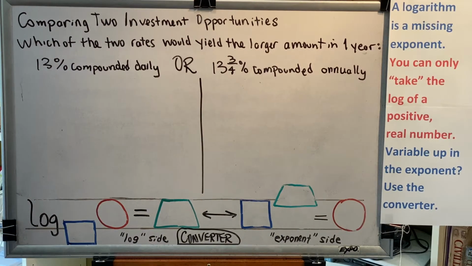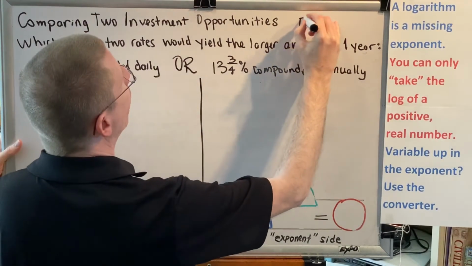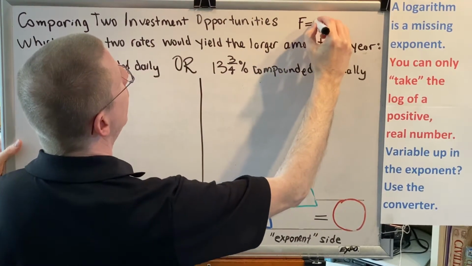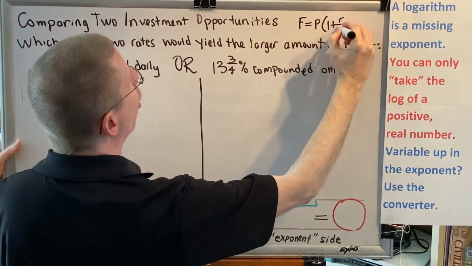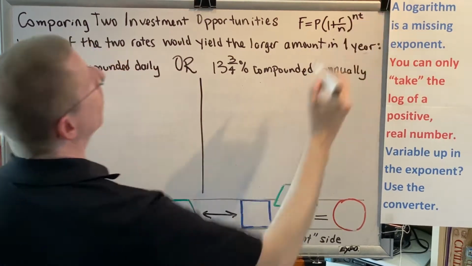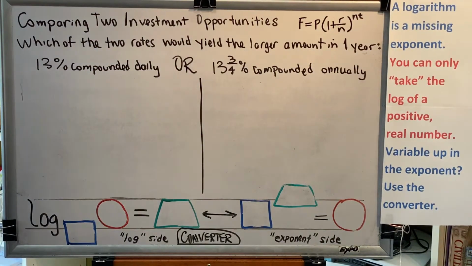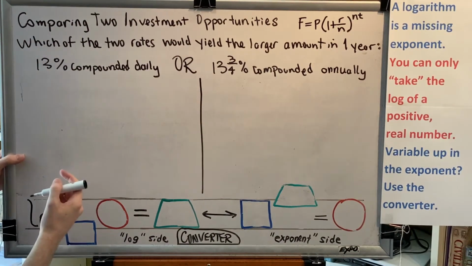The second thing you want to pay attention to is how the accounts are compounded. They don't say continuously, so we don't use the PERT formula. So for both of these problems, we use the formula F equals P(1 + r/n)^(nt). Okay, great. So let's go ahead and start plugging in. Which of the two rates will yield the larger amount in 1 year?